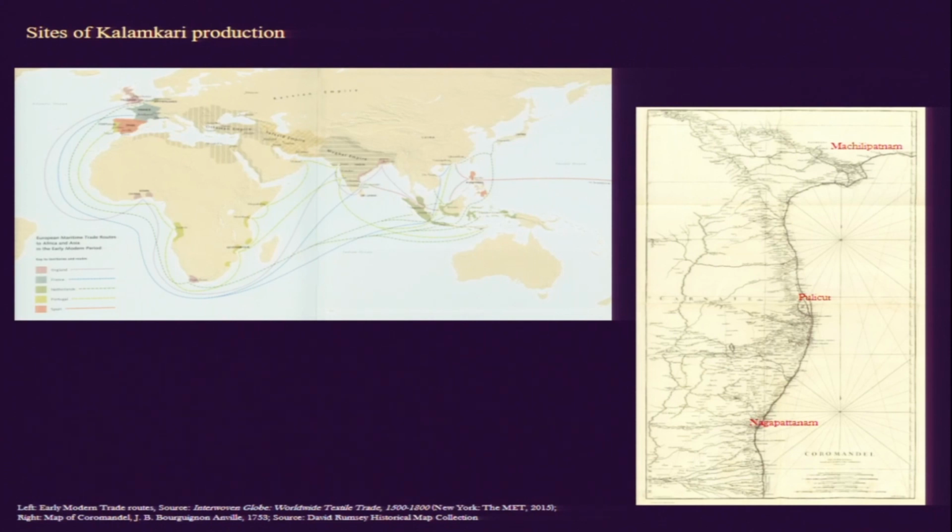So what we see here is a tremendous amount of trade network, a tremendous amount of back and forth movement in these regions, spearheaded by traders, ambassadors, seafarers and many other people, and those would also contribute tremendously to the making of this kind of textiles.